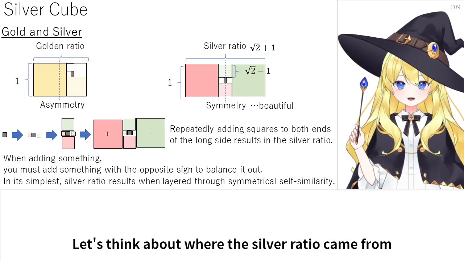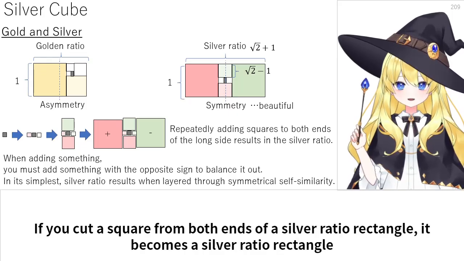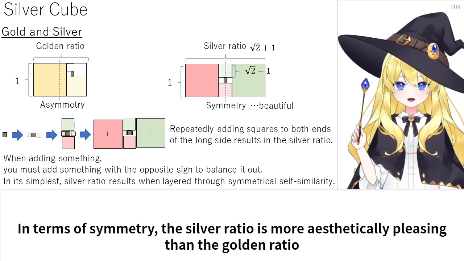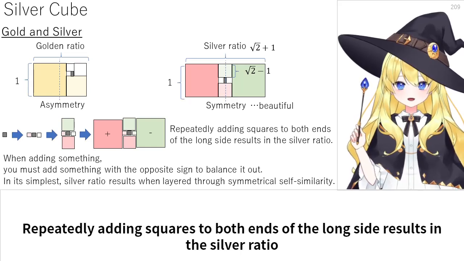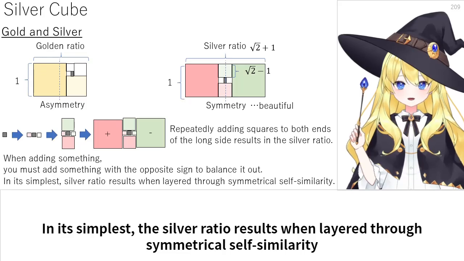Let's think about where the silver ratio came from. If you cut a square from a golden ratio rectangle, it becomes a golden ratio rectangle. If you cut a square from both ends of a silver ratio rectangle, it becomes a silver ratio rectangle. In terms of symmetry, the silver ratio is more aesthetically pleasing than the golden ratio. Repeatedly adding squares to both ends of the long side results in the silver ratio. When adding something, you must add something with the opposite sign to balance it out. In its simplest, the silver ratio results when layered through symmetrical self-similarity.